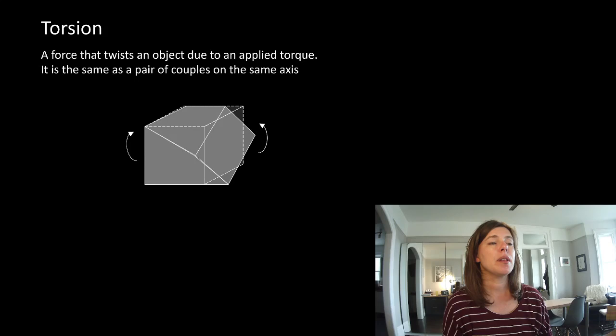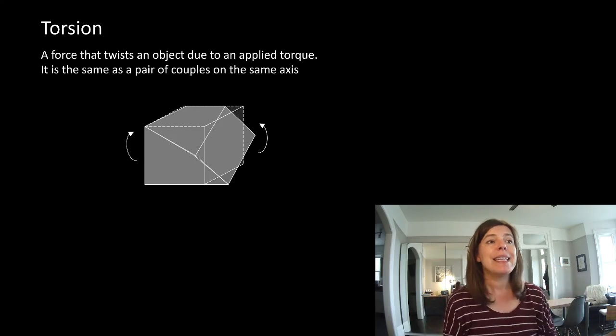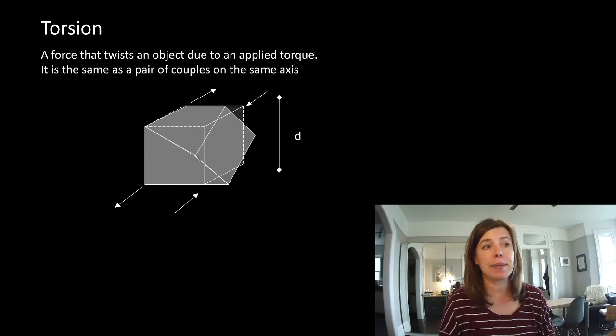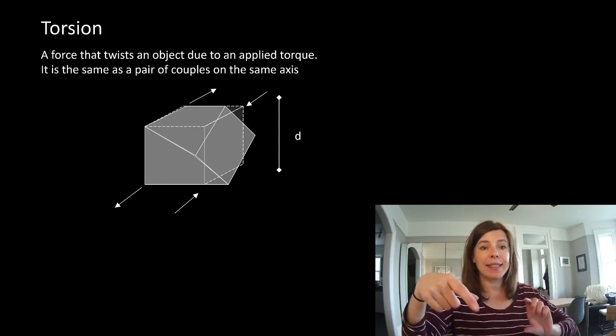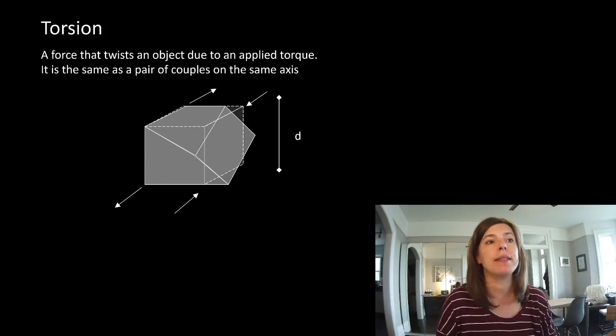Torsion is one we're not going to worry about in this course, but it's a force that twists an object due to an applied torque. It's similar to a pair of couples on the same axis. So you could look at it like this. They're both acting in equal and opposite directions, but they're causing it to twist instead.